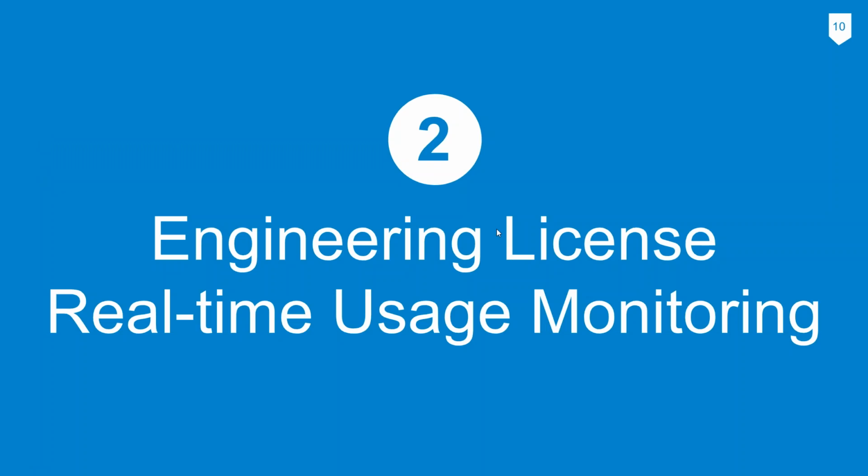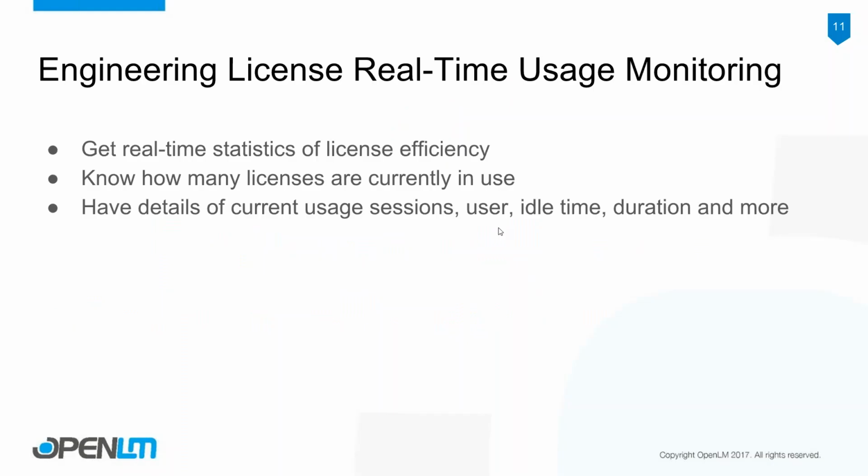Now let's move on to real-time usage monitoring, which is the second primary function of OpenLM. From a static license inventory, we have now moved on to usage, where you can see real-time stats about your license efficiency. You can know how many licenses you currently have in use and get the details of how those sessions are playing out, how people are actually using the license.